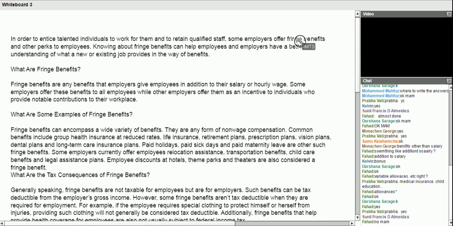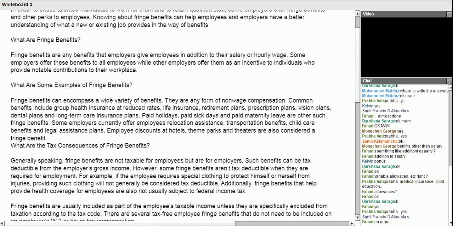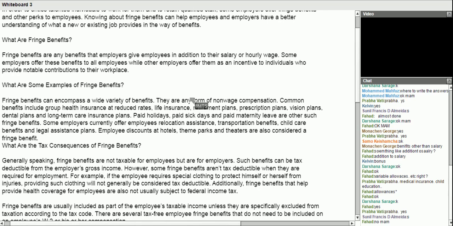Some employers offer fringe benefits and other perks to employees. Knowing about fringe benefits can help employees and employers have a better understanding of what a new or existing job provides in the way of benefits. Fine? Now, what are fringe benefits? That is the question, right? Fringe benefits can encompass a wide variety of benefits. They are any form of non-wage compensation, right? Common benefits include group health insurance at reduced rates, life insurance, retirement plans, prescription plans, vision plans, dental plans, and long-term care insurance plans.